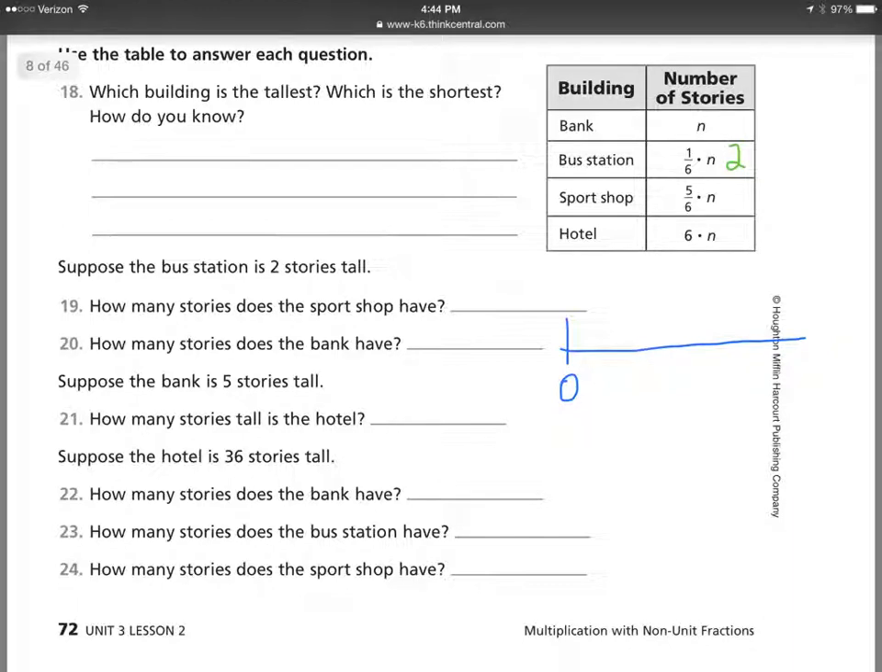So what I can do then is break my number line into equal parts. How many equal parts will I want to break it into? Well, my denominator says break it into 6 equal parts. So that's what I'm going to do. 1, 2, 3, 4, 5, 6 equal parts now. And I also know, because they told me that the bus station is 2 stories tall, that 1/6 of whatever this number is here, n, equals 2. And this is a 6th here, so that's 2, and every sixth is 2. So we can continue to plug in our 2 for each sixth.